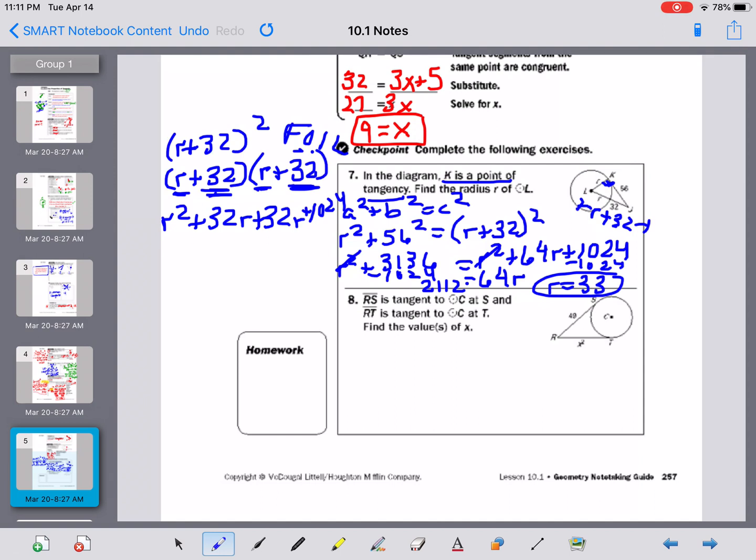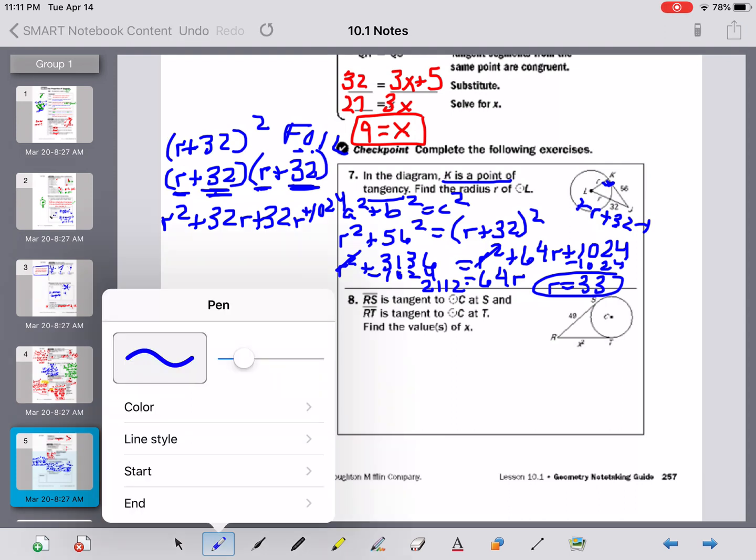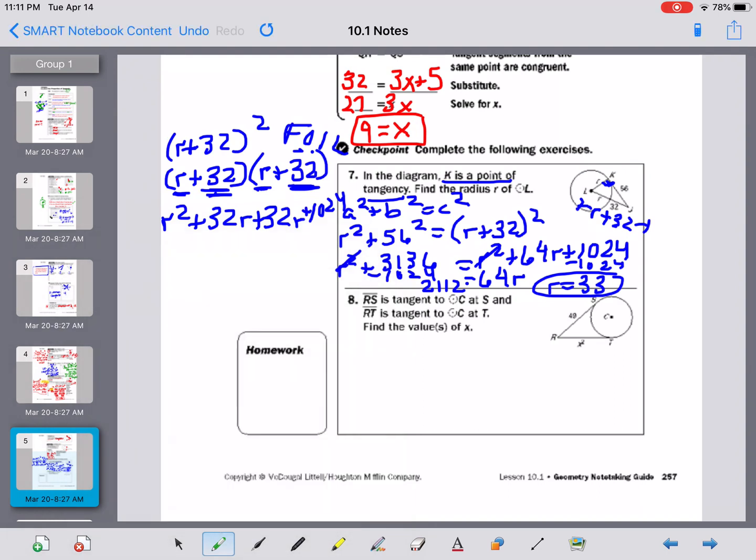All right, last example on here before we turn the page, because I do have some special ones on the back. I have RS is tangent to circle C at point S. RT is tangent to circle C at point T. That means I have one common external point that goes to two different tangent points, which means these two are equal. So that means that my x squared is going to equal my 49. To solve for x, I'm going to take the square root of both sides, and I get x equals 7.